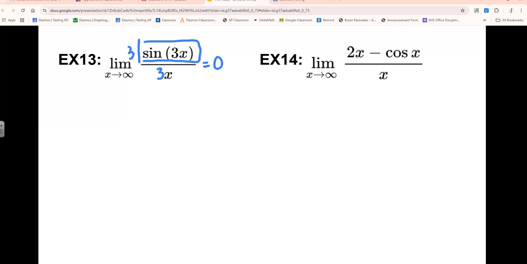Close. I think you said one thing wrong whenever you said that. I think you said 2x over 1, but it'd really be 2x over x. For that, you're dividing both there.